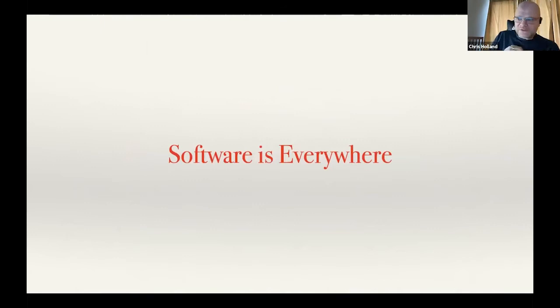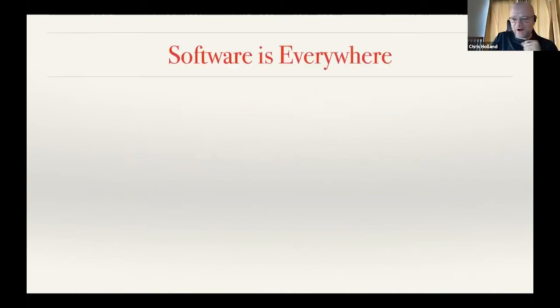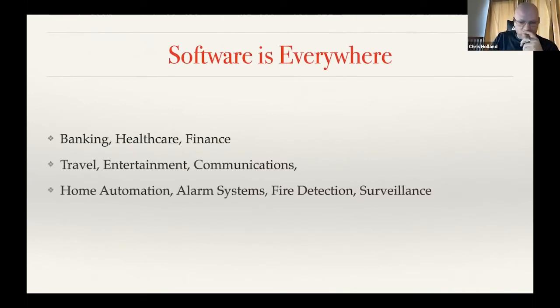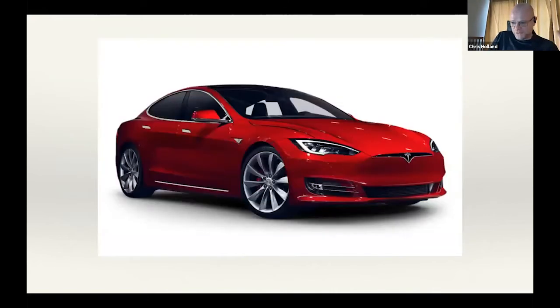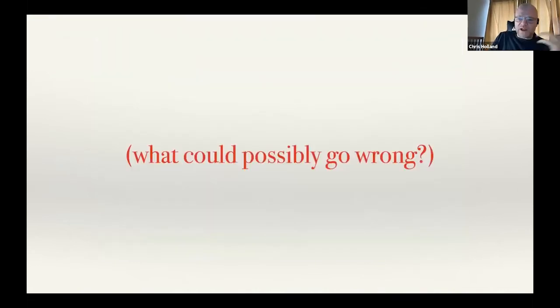So first, let's look at a high level. Software is everywhere. If you look at banking, healthcare, finance, travel, entertainment, communications, home automation, alarm systems, fire detection, surveillance, military, aerospace. And you will also see a lot of software in the cars that we drive every day. Tesla, for example, has done some really cool things with autonomous cars that they're trying out. So you might ask yourself, what could possibly go wrong?